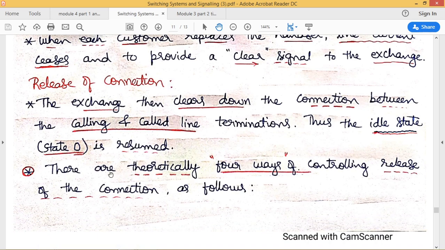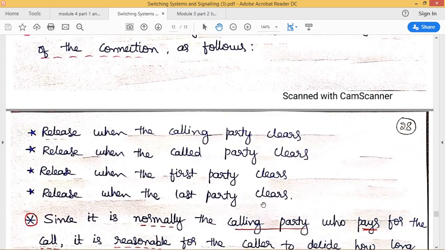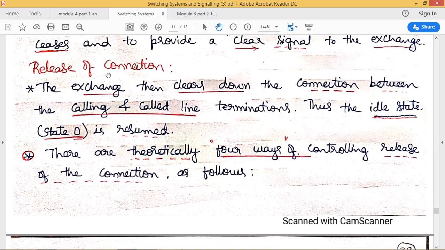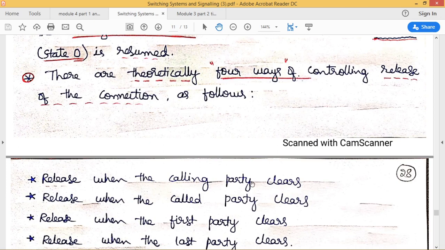There are theoretically 4 ways of controlling release of the connection. So of course we are saying the connection is being released. Theoretically there are 4 ways to release the connection, and they are: the first way is release when the calling party clears. If this particular calling party goes on hook, then the release of connection should be made when the calling party clears.